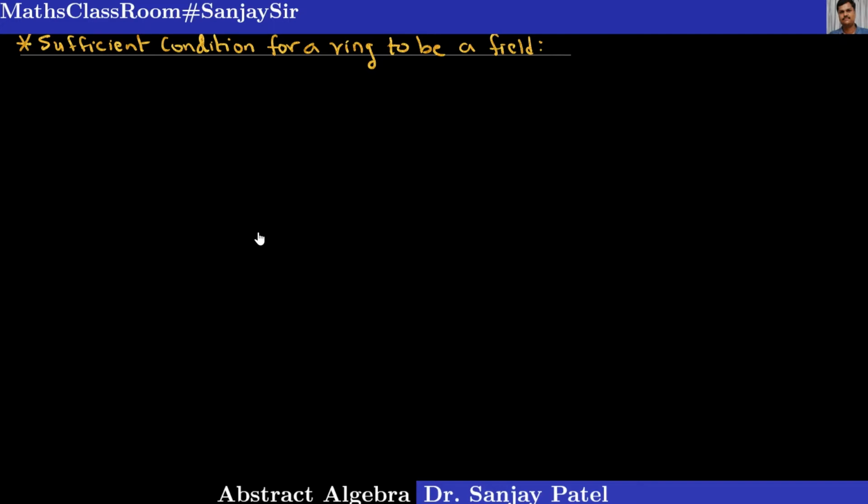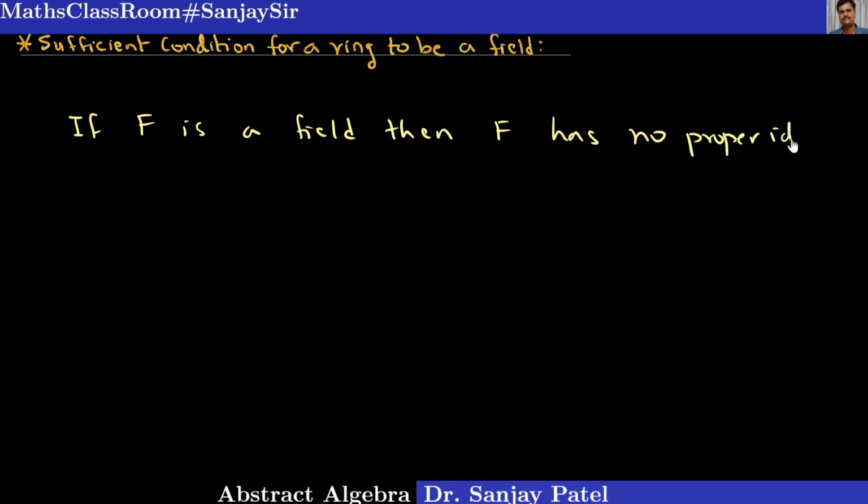In this video, I am going to prove a sufficient condition for a ring to be a field. We know what a field is: a commutative ring with unity in which every non-zero element has a multiplicative inverse. We have also proved in our earlier videos that if F is a field, then F has no proper ideals. What I want to prove in this lecture is the converse of this result.